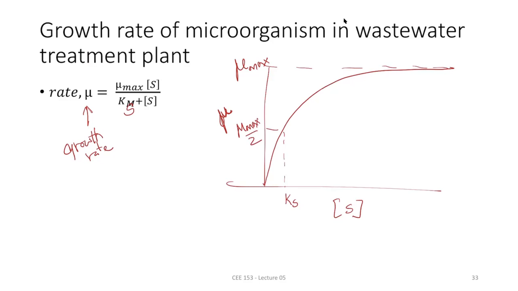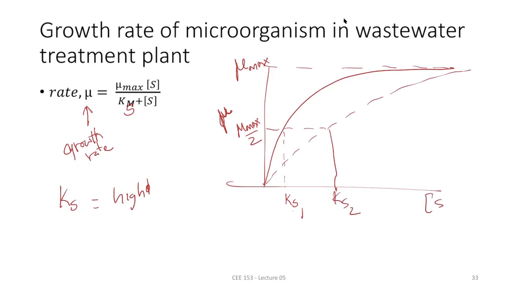In this case, in a wastewater treatment plant, you want Ks to be high. The reason is why? Let's think of Ks being high like this. So this is Ks1, Ks2. Let me erase this one so that there is less confusion. Ks2, this is substrate. The unit of Ks is the same as substrate. So let's say why this is good.